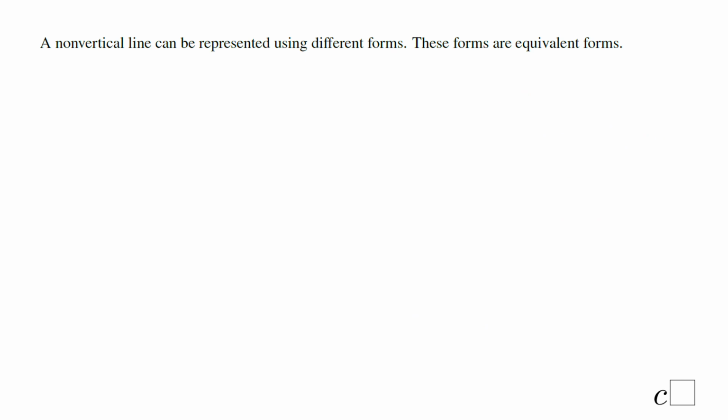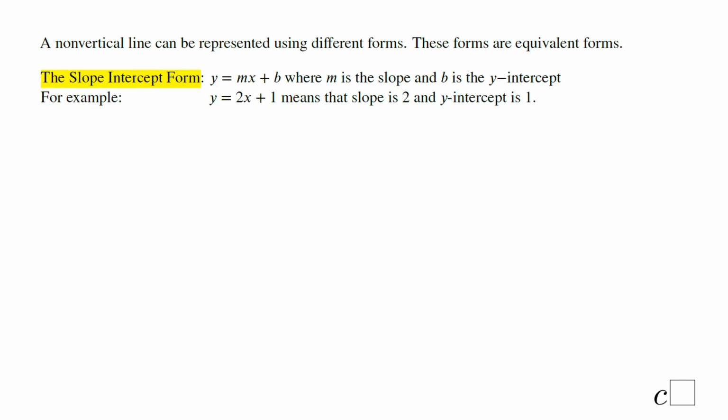In the next part of the lesson, we're going to take a look at some representations for a non-vertical line. The first one is what we call the slope-intercept form. y equals mx plus b is right here, where m is the slope, the first letter in this form, and b, the last one here, is the y-intercept.